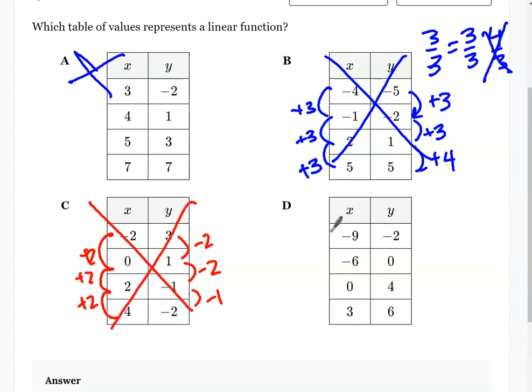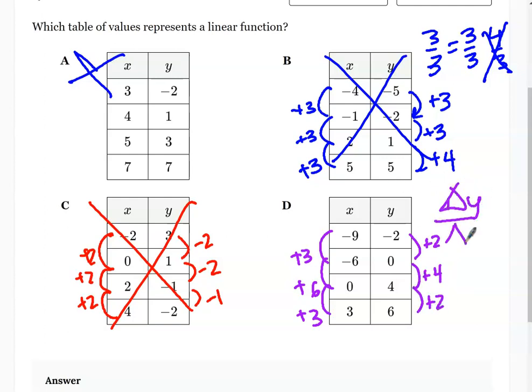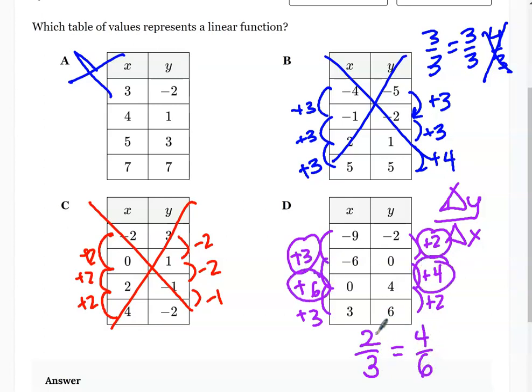Let's take a look at the last one here. +3, +6, +3. So +2, +4, +2. Now let's take a look at that pattern again. The y over the x for the first one was 2/3. The y over the x for the second one is 4/6. Now these numbers don't match, but 4/6 is the same as 2/3 when I reduce it in half. And then the last one was also 2/3.